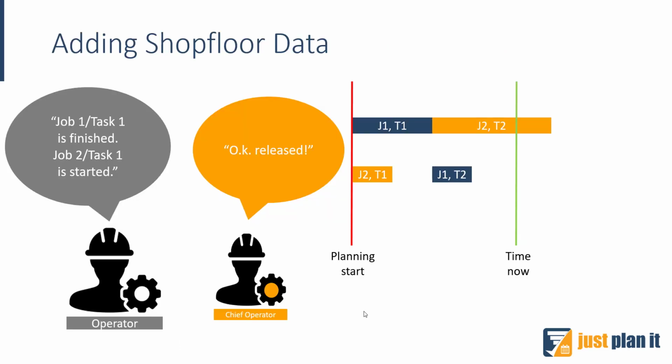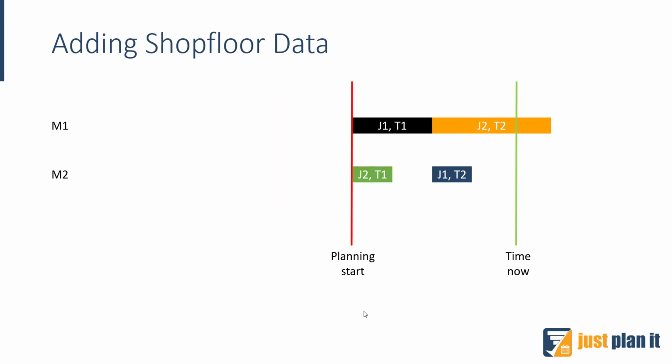Okay, let's have the next example. So here now, let's assume you get the information from the shop floor that job 1 task 1 is finished and job 2 task 1 is started. In terms of coloring, it means like this. It is a pretty similar situation to before, but now we additionally got the information that not only task 1 of job 1 is finished, but task 1 of job 2 is started. So here we have additional information. Obviously we could start job 2 also.